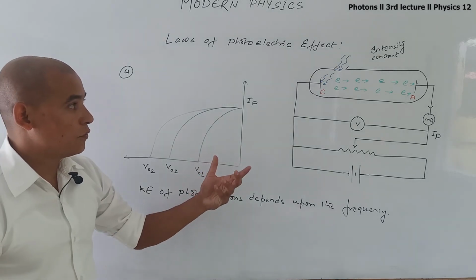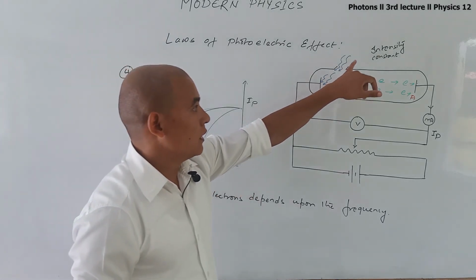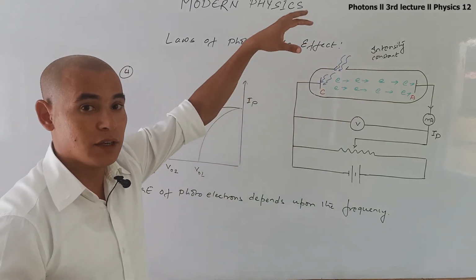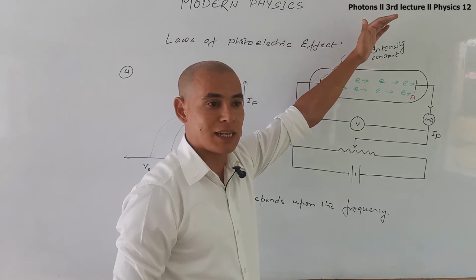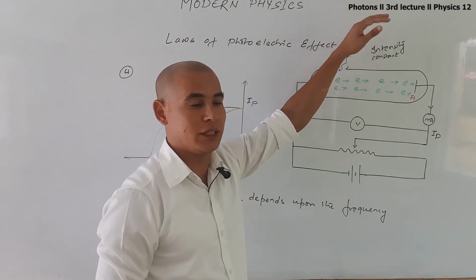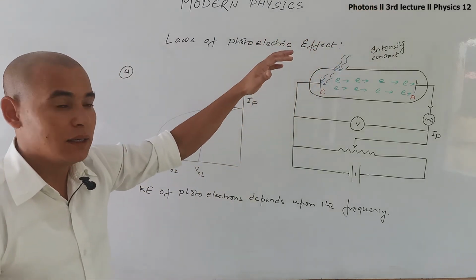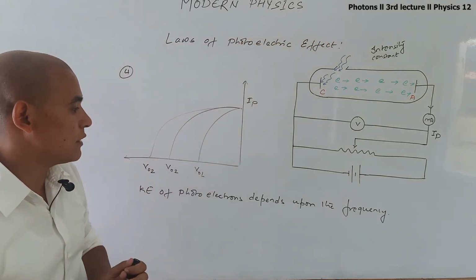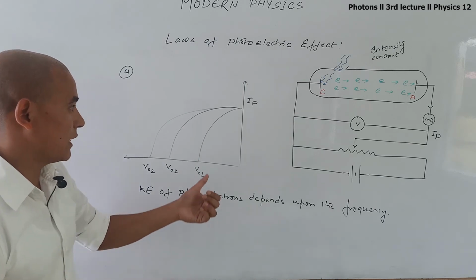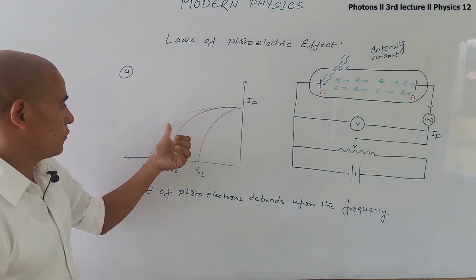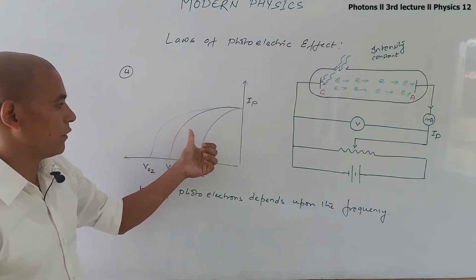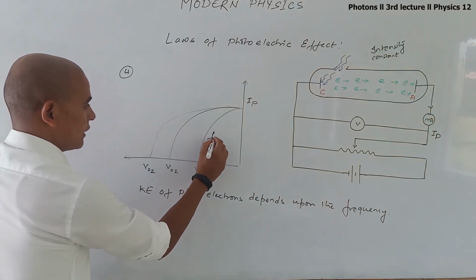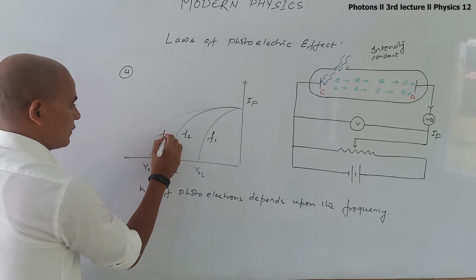In the fourth law, the intensity is kept constant. That means the source is placed at the same position from the window and not varied, but different radiation is used, that means the frequency is varied. We can see from the figure: this is for one frequency, this for another, and this for another. Since they have different frequencies, let me call them F1, F2, F3.